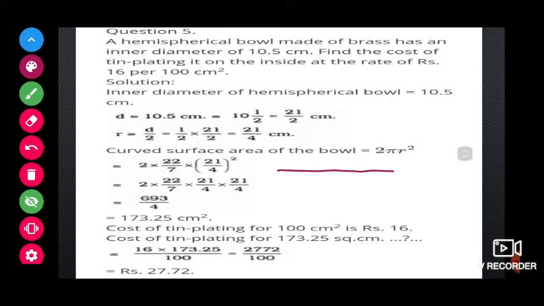is 2 pi r square. Total means 4 pi r square. You know it's a hemisphere, no? So 2 pi r square. So 2 into pi, 22 by 7, into r square, 21 by 4 whole square. Now 2 into 22 by 7, 21 by 4, 21 by 4.